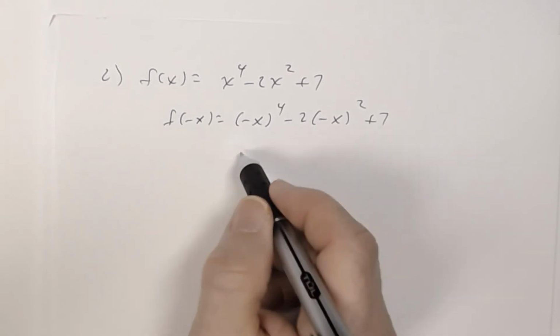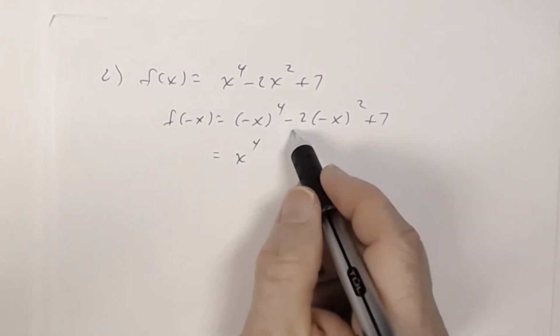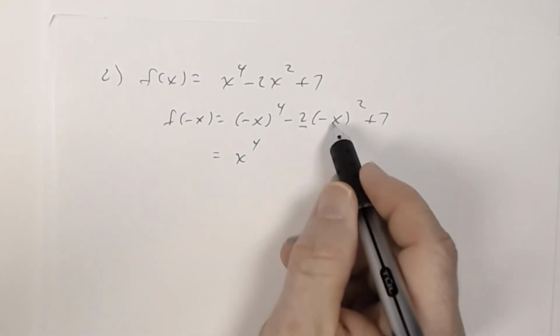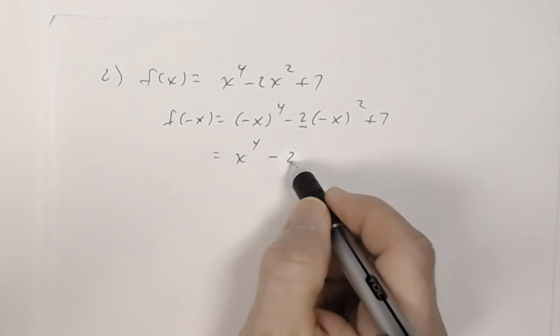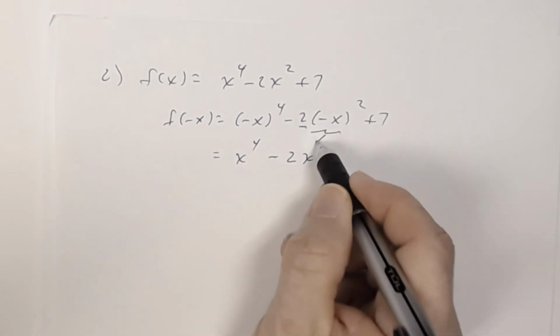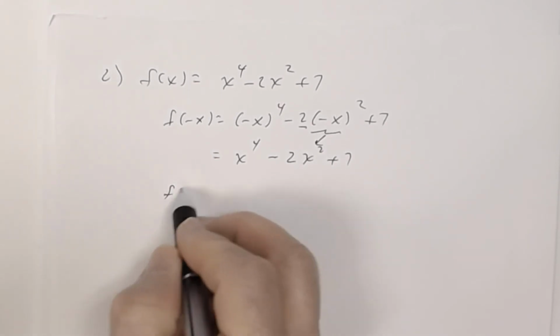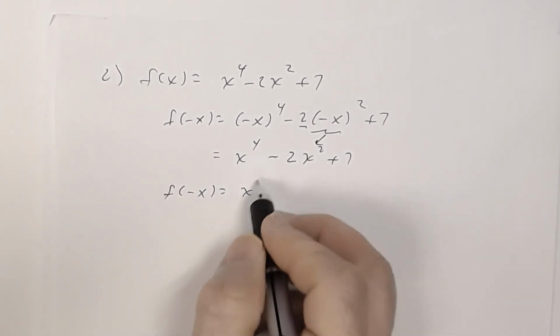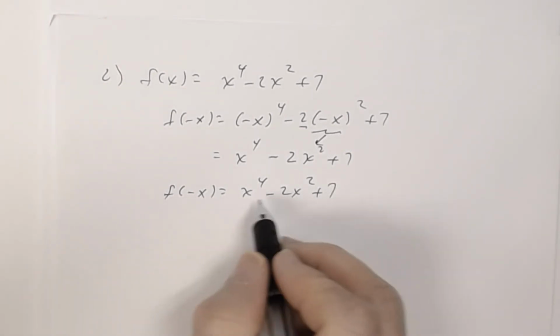So y'all agree that that's going to be x to the 4th? And what is negative x squared? Well, that's x squared, right? So that becomes minus 2x squared. So this right here is this, plus 7. So what we found is this, f of negative x equals x to the 4th minus 2x squared plus 7. What do you notice about this?